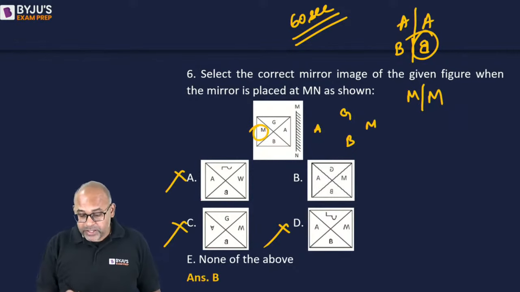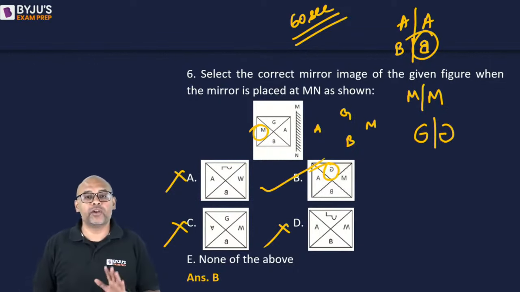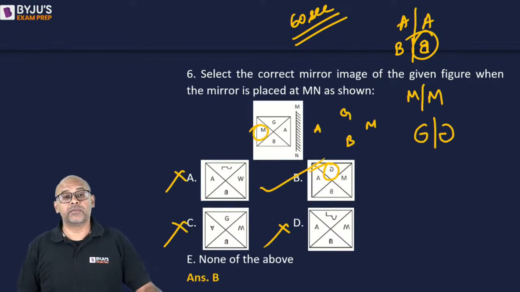So we have either B or E. Now what is the mirror image of G? So G is like this. So the mirror image will be like this, which is your value B. That is your correct answer. Simple question, not very difficult at all. Let's move on to the question number 7.